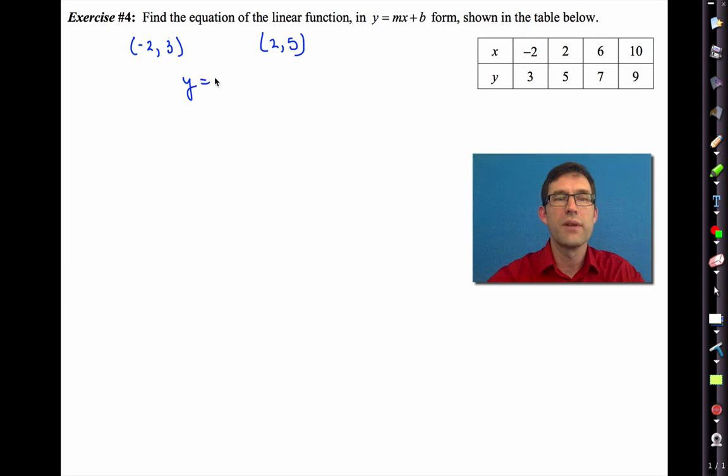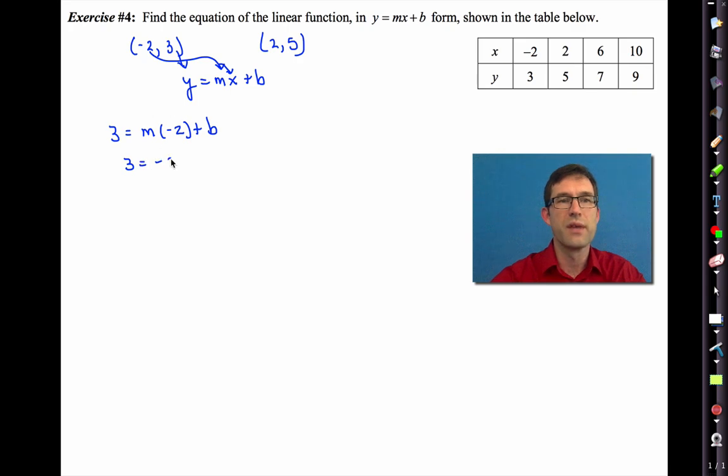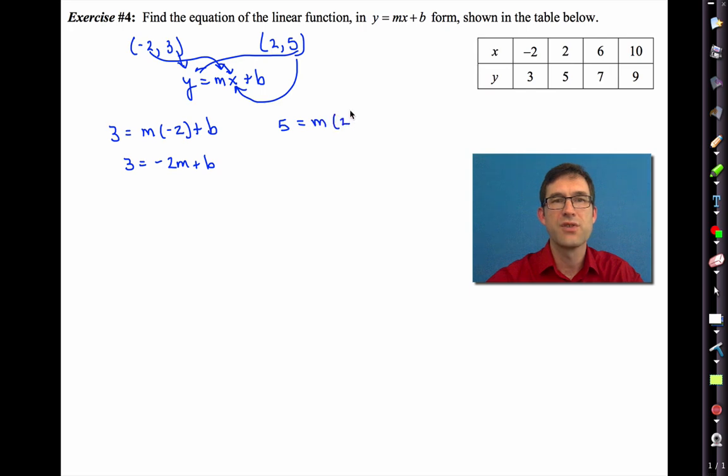Now remember, what I'm going to do is I'm going to take these points and substitute them into this equation, this generic equation. So the 3 is going to go in there, the negative 2 is going to go in there. All right, it's always a little bit obnoxious that it's written this way to begin, but that's one equation. Now I'll take this one, and I'll get 5 equals m times 2 plus b. So maybe I'll write it down here, 5 equals 2m plus b.